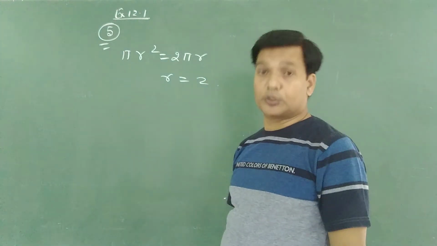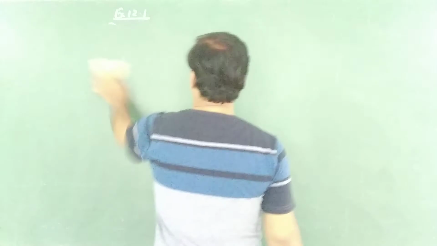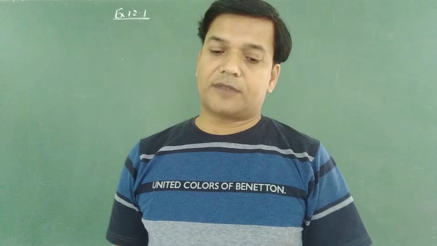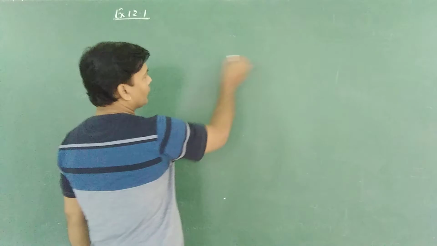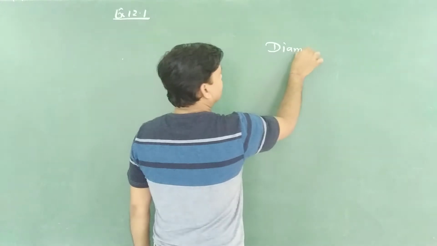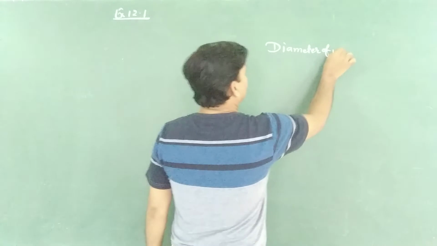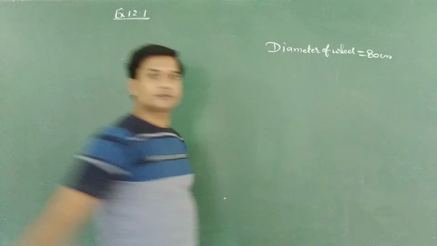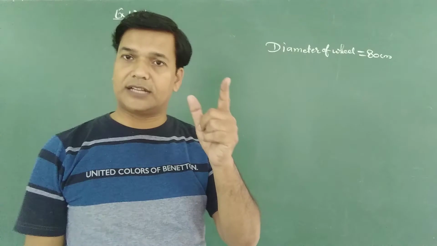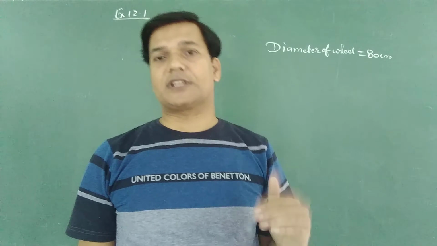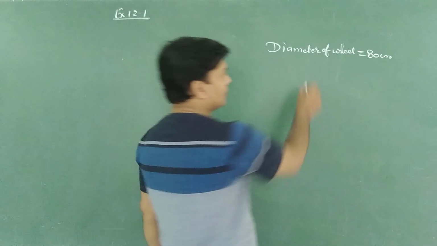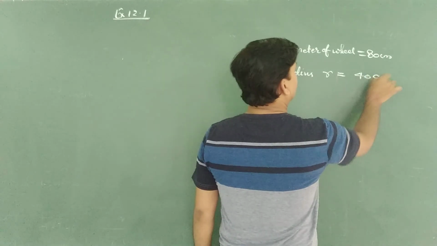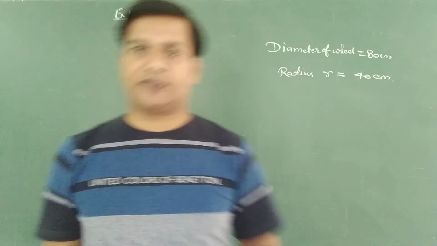Now we are focusing on the fourth problem. In this fourth problem, the wheel of a car is of diameter 80 centimeter. The diameter of the wheel is 80 centimeter. That's why the radius is half of this, which means 40. So our radius is 40 centimeter. This is the radius value.